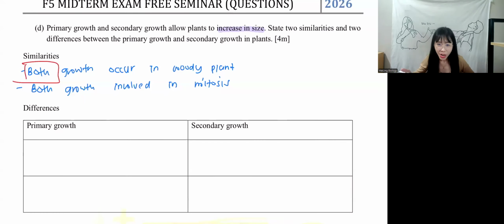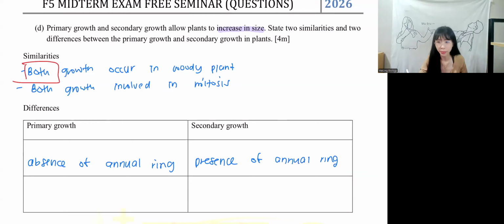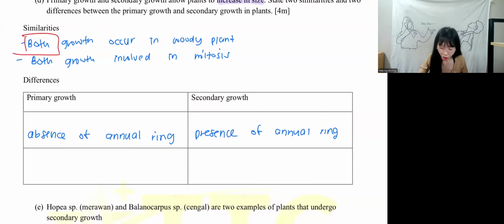Differences. Primary growth and secondary growth. We can talk about whether they have annual ring or not. Primary growth, do they have annual ring? No annual ring, right? So absence of annual ring. This one, presence of annual ring. Okay, and then for primary growth, we can say that they have bark, whether they are thin bark or thick bark. You can also say that whether they have woody tissue or non-woody tissue also can. So you're going to say thin bark. This is thick bark.